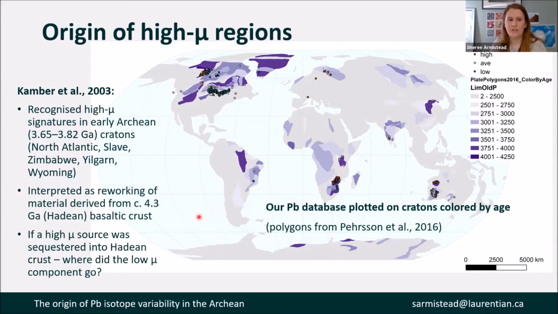And then this begs the question of, if this high mu source was sequestered into the Hadean crust, then where did the low mu component or counterpart to this go?